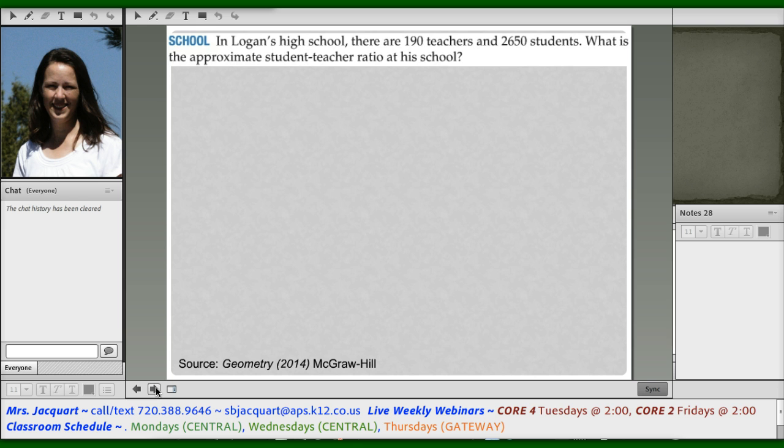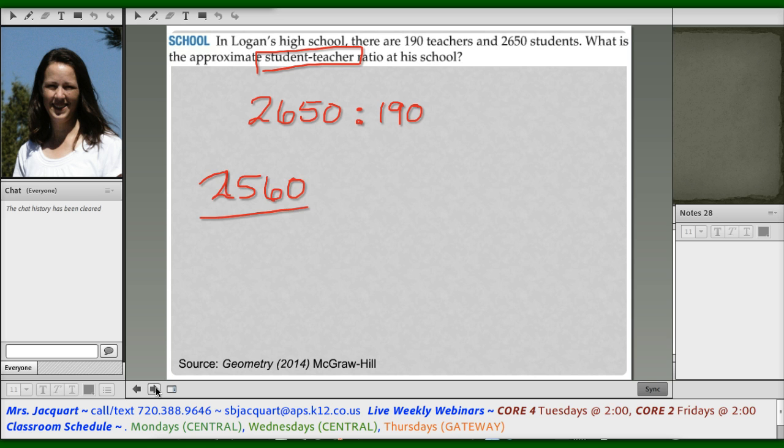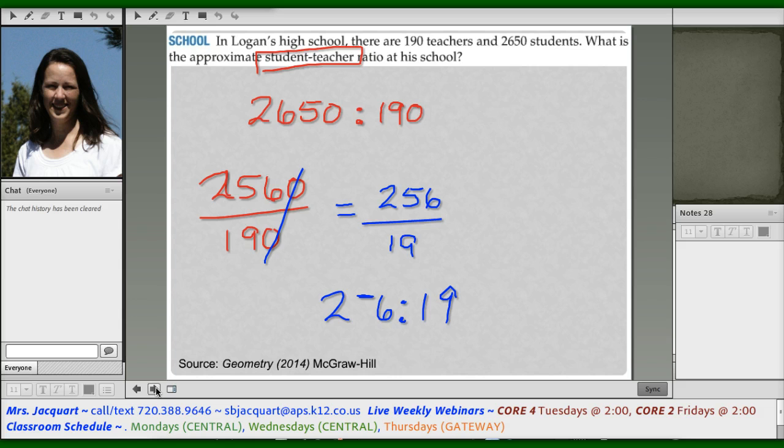Okay, Logan's High School, there's 190 teachers and 256 students. So we want to talk about the student-teacher ratio. So we're going to start out with the students first. You can also write this as this. It's a little more obvious when it's in that form that you can cancel the zeros. And so it's 256 students, 219 teachers, or you could do 256, 219. Now, if you can simplify, you still want to simplify, but we're done.